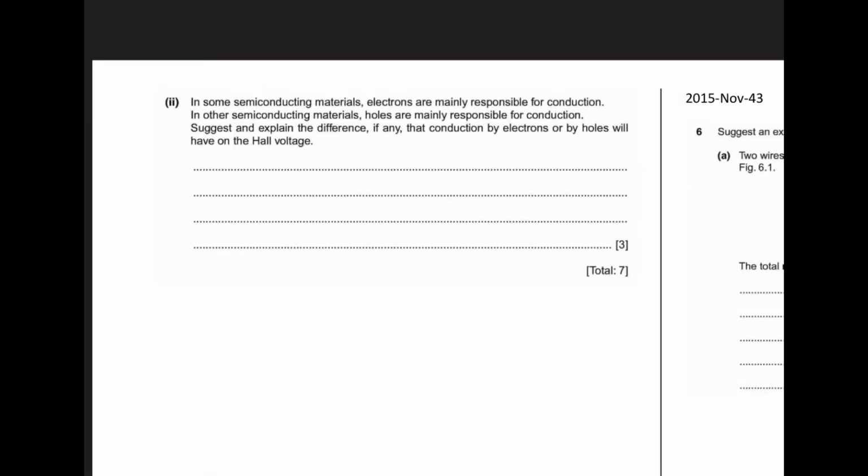Okay, the question. In some semiconducting materials, electrons are mainly responsible for conduction. In other semiconducting materials, holes are mainly responsible for conduction. Suggest and explain the difference, if any, that conduction by electrons or by holes will have on the Hall voltage. Okay, so let's see. They say they have different charge carriers here.